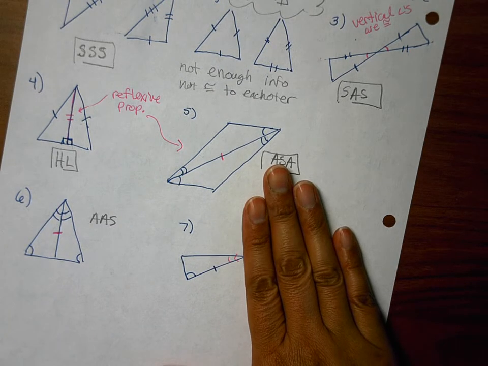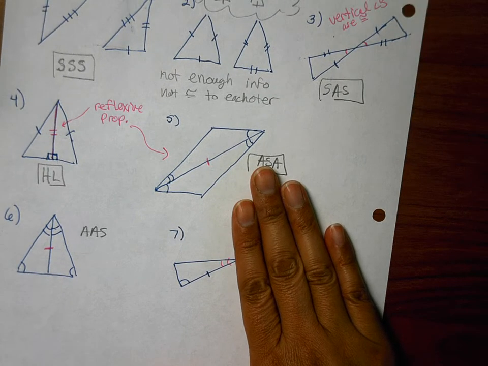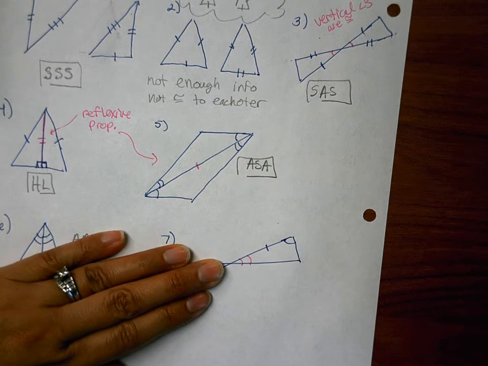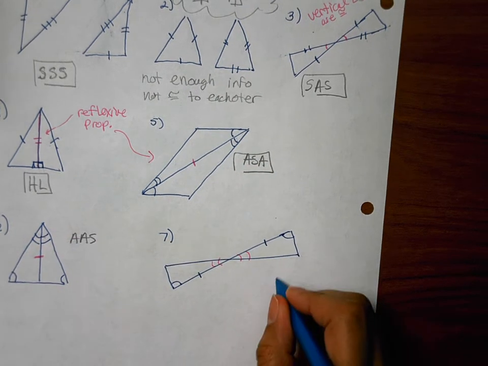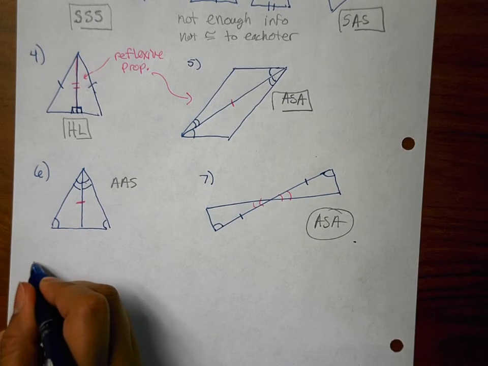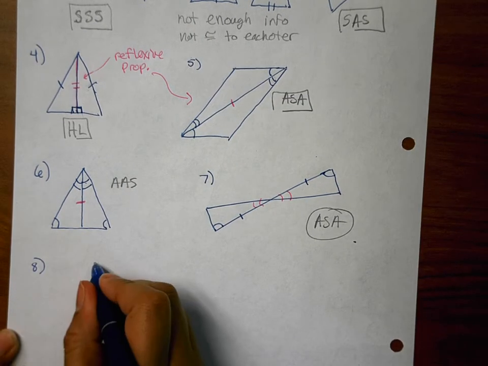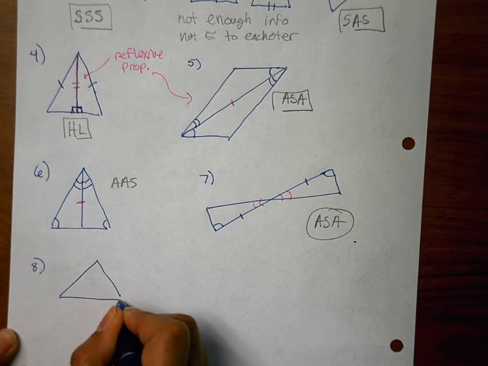No. Okay, now look at that triangle. How many angle markings? How many side markings? And is that side sandwiched? So what would we say? ASA. What about that side there? Is it also ASA? Angle, side, angle. All right, last one.